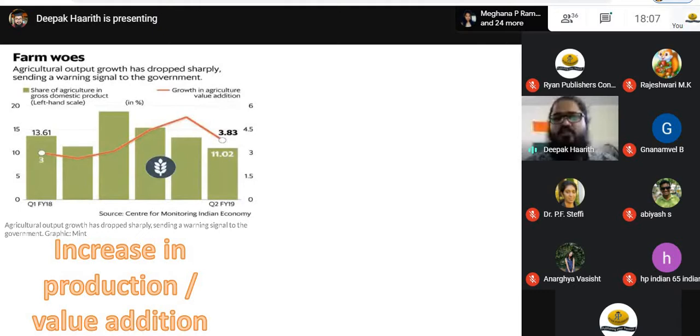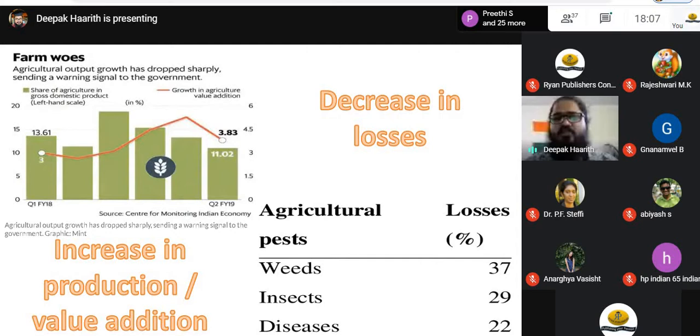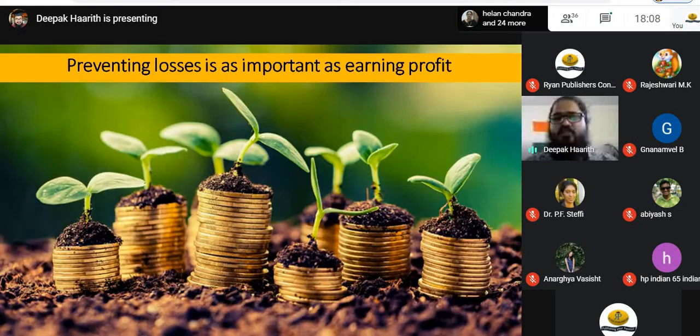And the demand not just grows by the number of people that we have, it's also about exposure. When we don't know what people are getting outside of our country, we're okay with what we have. But when we know what is possible, then we always want more. So that also jacks up the demand. And while production is now stagnant at this point, there's also the matter of losses. Weeds, insects, and diseases are major agricultural issues that our country or any country faces. Therefore, preventing losses is as important as earning profit.